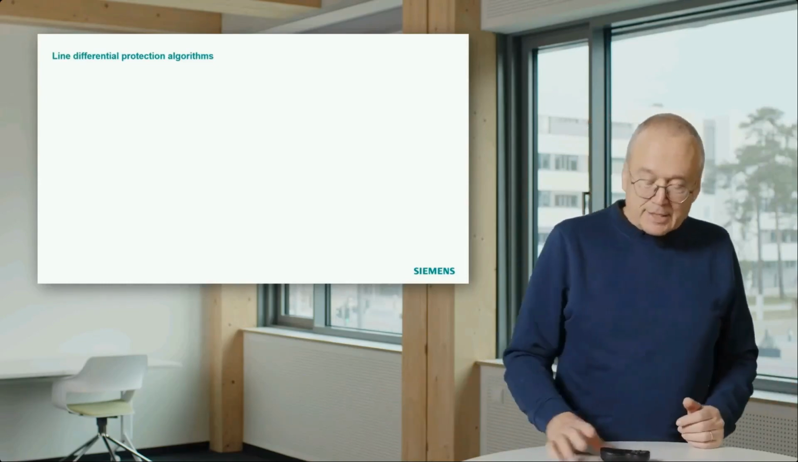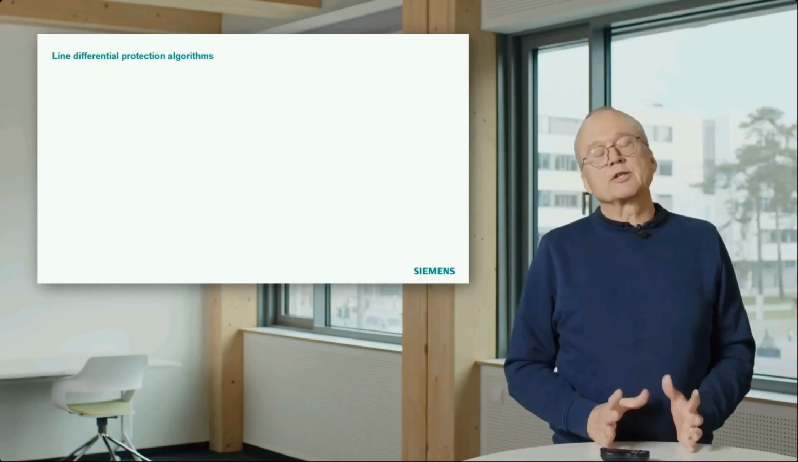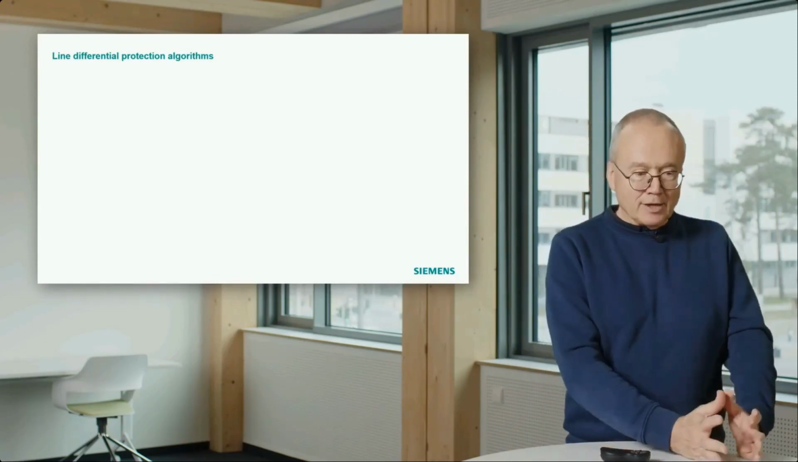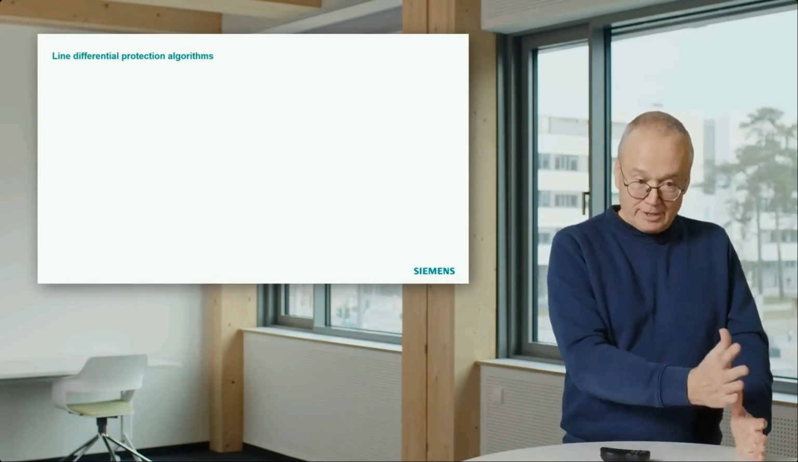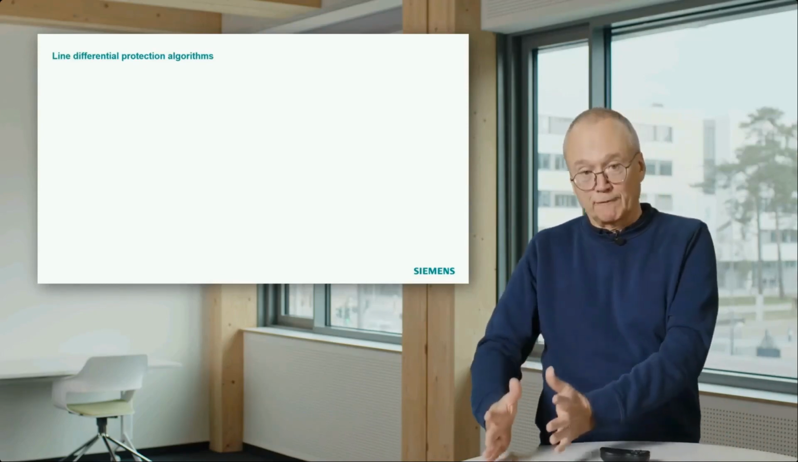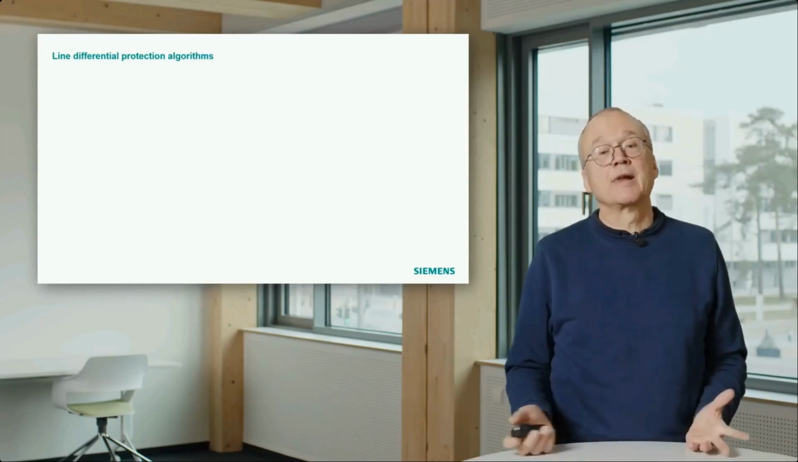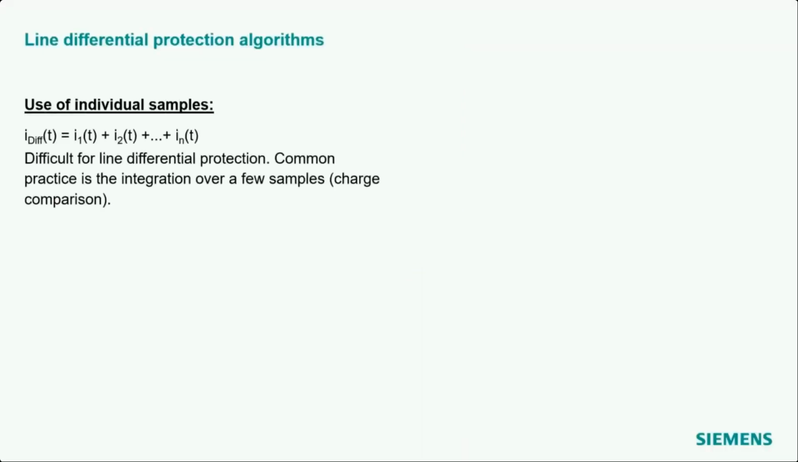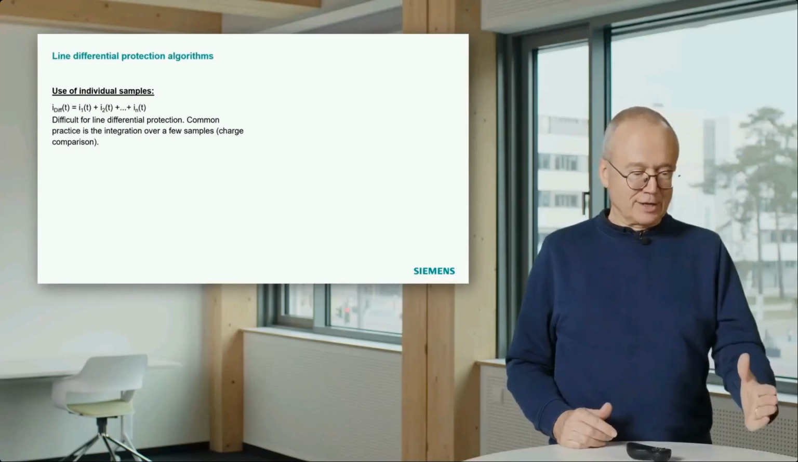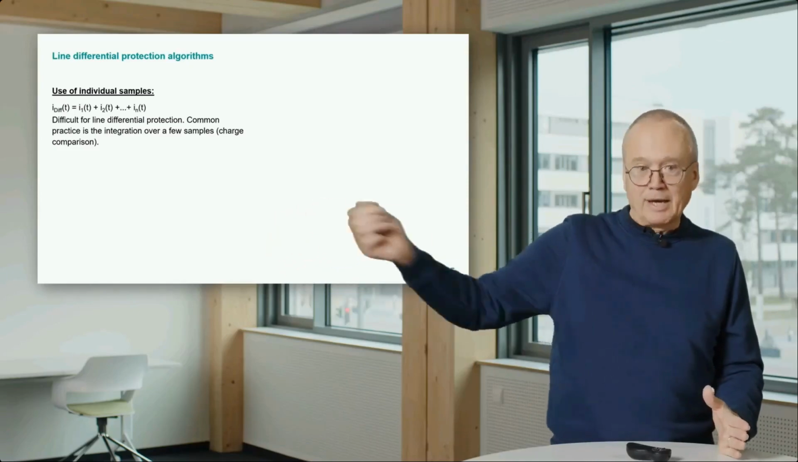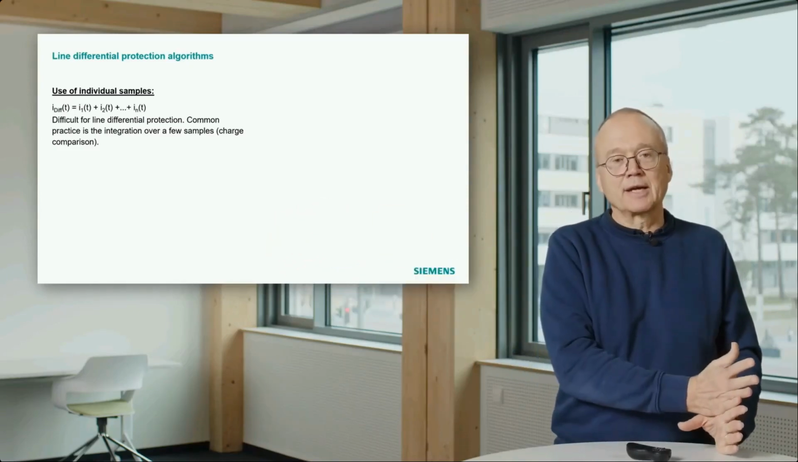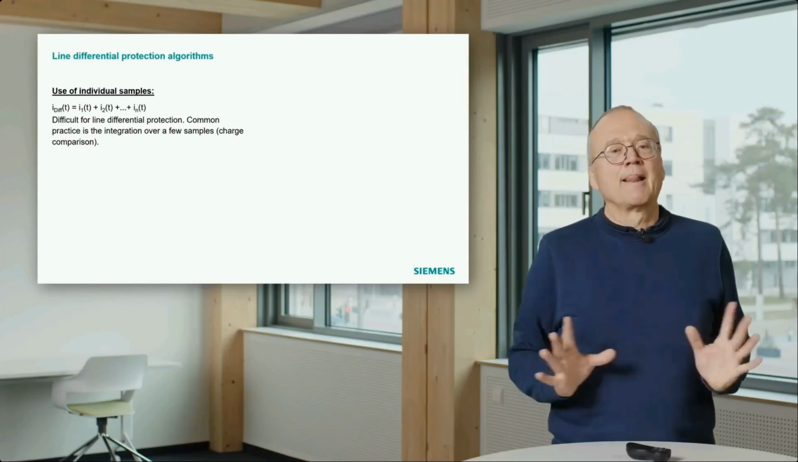Concerning the algorithms, I said in the beginning, you can apply the differential protection principle either on individual samples, on instantaneous values, or on phasors. So what can we do in line differential protection? Also there we can do both. Theoretically, we can use individual samples. That means, let me say, every half millisecond, I take the sample from my local side, compare it with the sample coming from the other side, and calculate the differential current.